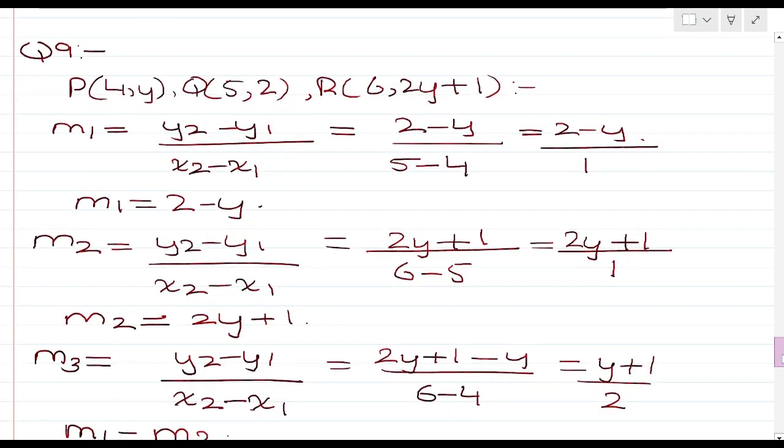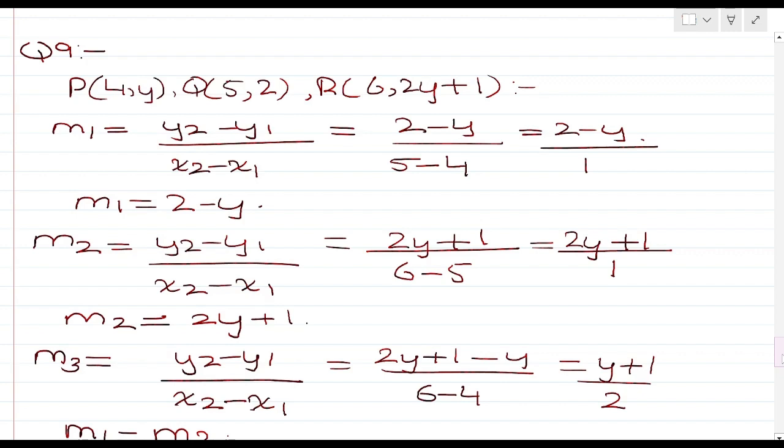Moving on to question number 9. Here we are given points P, Q and R. Firstly, we need to find their gradients. Finding the gradient of PQ, that will be (2 minus y) divided by (5 minus 4), and we know that it will simply be (2 minus y) divided by 1.